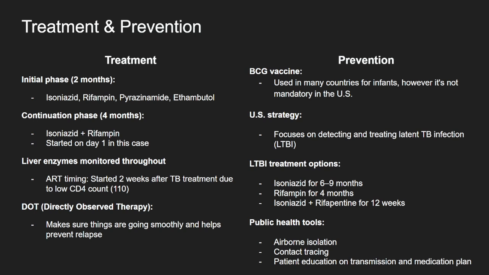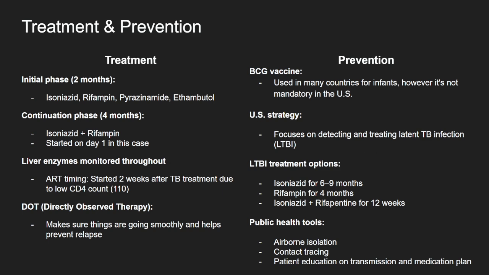For prevention, the United States doesn't routinely use the BCG vaccine. Instead, we screen for and treat latent tuberculosis. Options do include isoniazid for 6 to 9 months and rifampin for 4 months, or a 12-week combo of isoniazid and rifapentine. Public health plays a huge role in airborne isolation. Contact tracing and patient education are all very essential in treating and preventing tuberculosis.